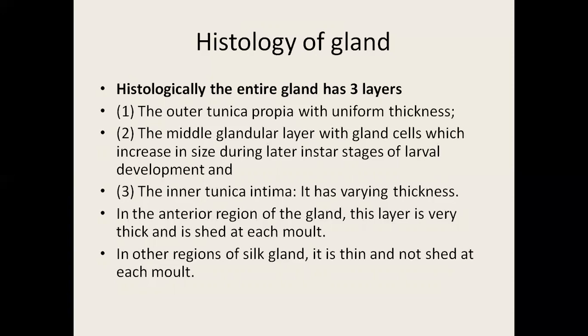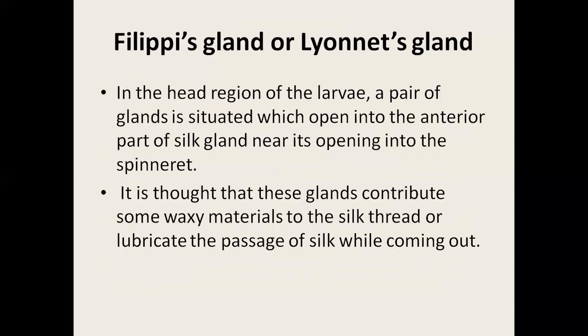The inner tunica intima has varying thickness. In the anterior region of the gland, this layer is very thick and it is shed at each molt. In other regions of the silk gland, it is thin and it is not shed at each molt. So this is the histology of the silk gland.